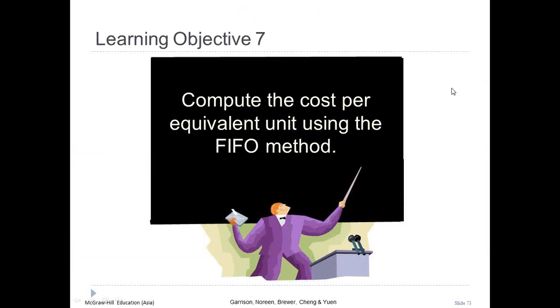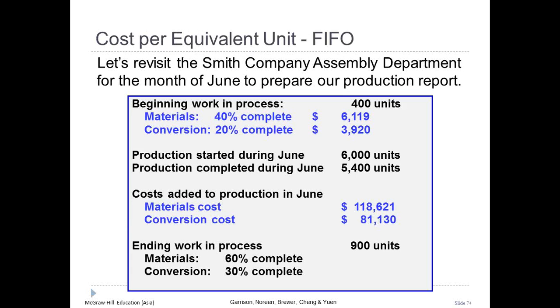So now let's do learning objective number 7, and that's to compute the cost per equivalent unit using the FIFO method. Returning to Smith Company as our illustration, let's apply the FIFO to our production report. The information here shows the assembly department for the month of June. Let's add information about the cost of units in beginning inventory and the costs incurred during the month of June.